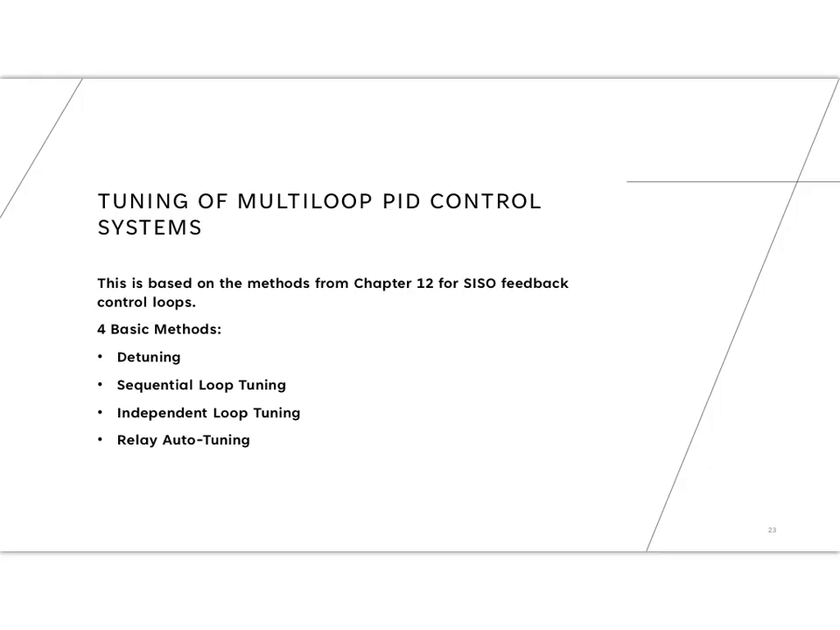Now I'm going to very briefly discuss tuning multi-loop PID control systems. This is really mostly based on what we did back in Chapter 12 for the single input, single output feedback control loops. And we have 4 basic methods. You can read more about these, but for now: detuning, sequential loop tuning, independent loop tuning, and then relay auto tuning.